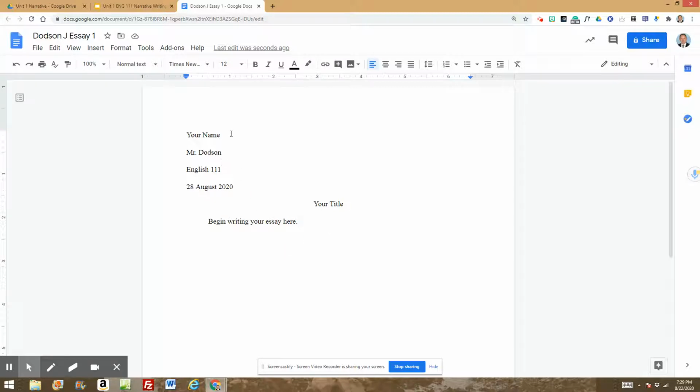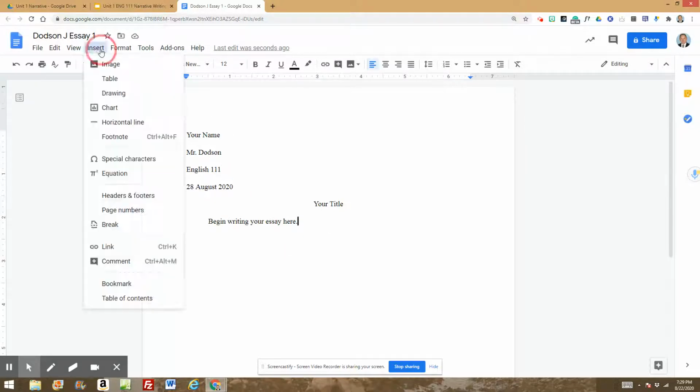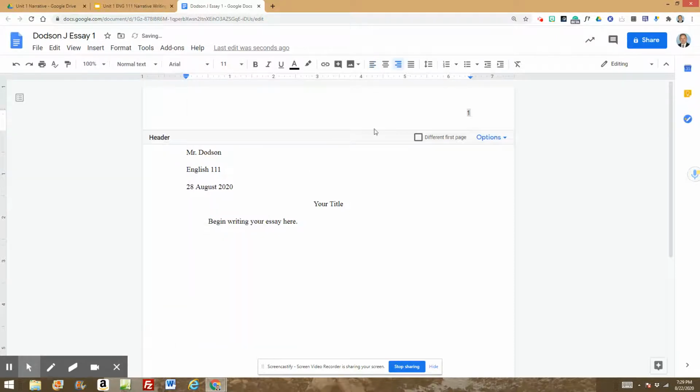There's one other thing we need to do. We need to add page numbers in the header. So to do that, you go to insert, and we're going to go to page numbers. And we want those to be right justified. So right justification is shown here. See the numbers, they show up in the right corner. So I'm going to click that.